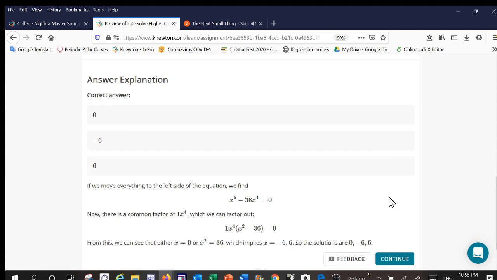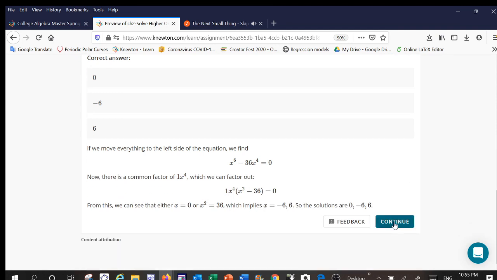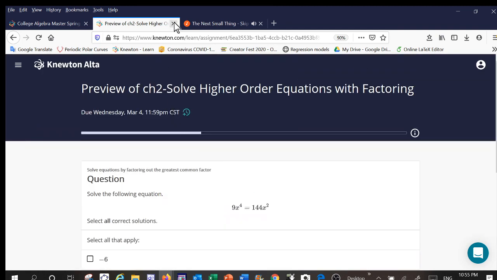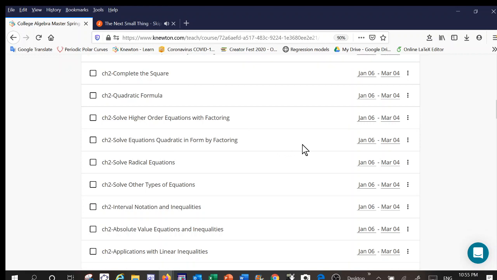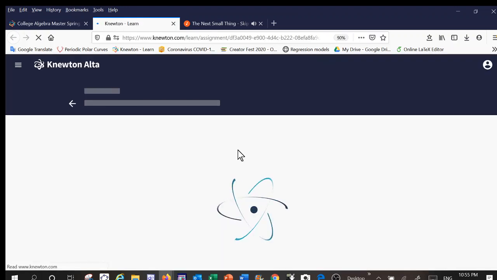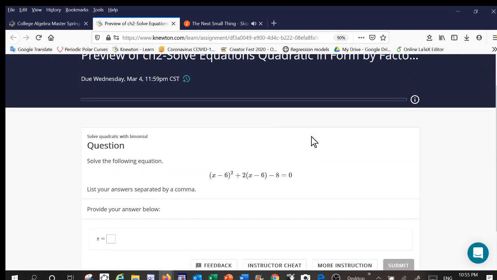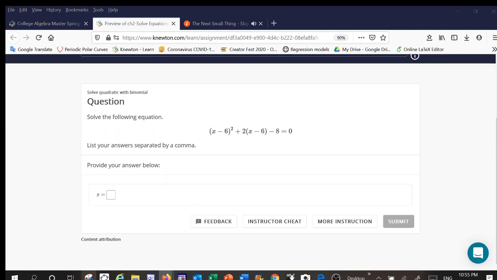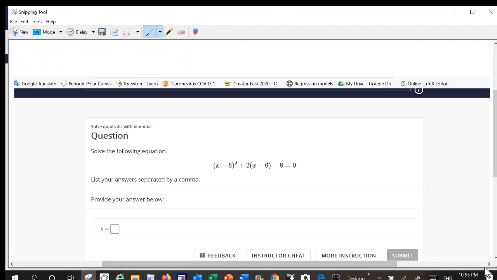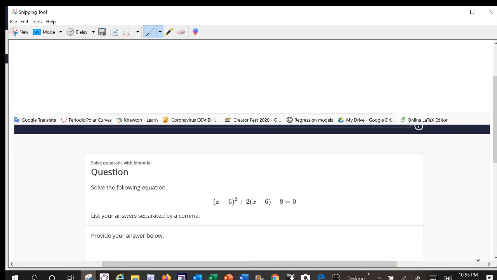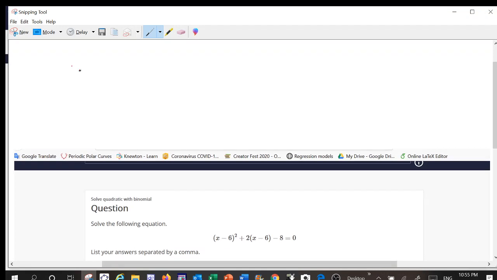Okay, it looks like we know how to do these problems. So what about solving equations quadratic in form? Let's see, what is that? All right, well, how do we solve this equation? Well, we know how to solve something like this.